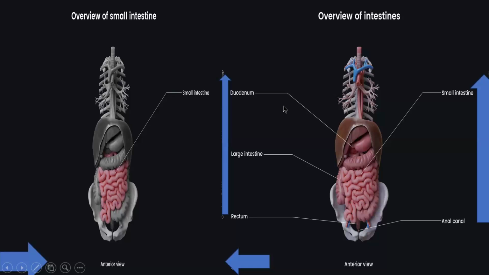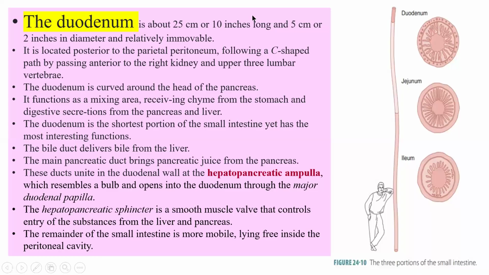So, small intestine, duodenum, large intestine, rectum, anal canal. The duodenum is about 25 centimeters or 10 inches long, 5 centimeters or 2 inches in diameter, and relatively immovable. Immovable, a point to be noted. The duodenum is immovable. It is a C-shaped structure, posterior to the parietal peritoneum. It is retroperitoneal in position, passing anterior to the right kidney and the upper three lumbar vertebrae.